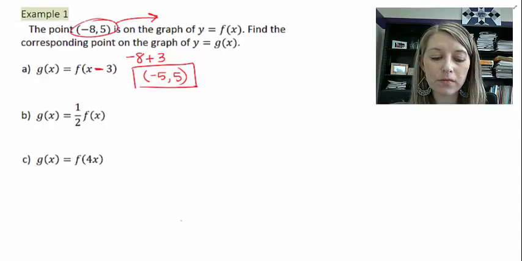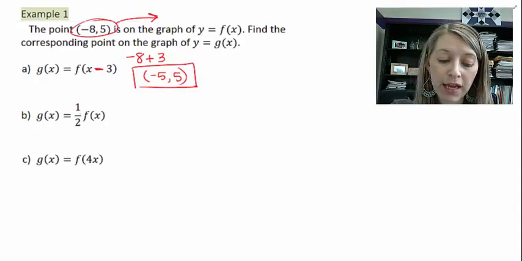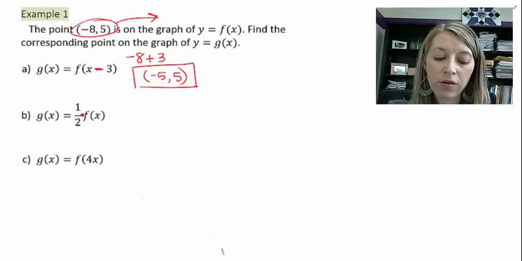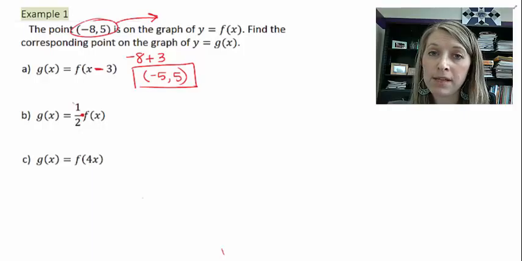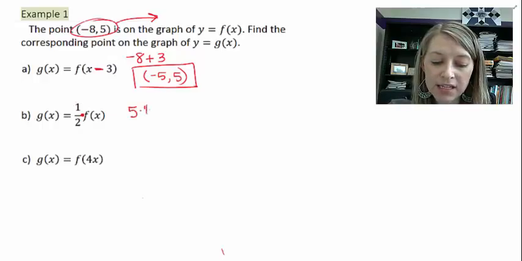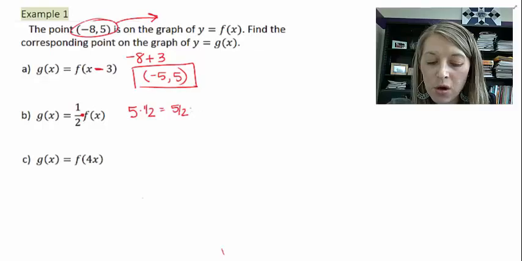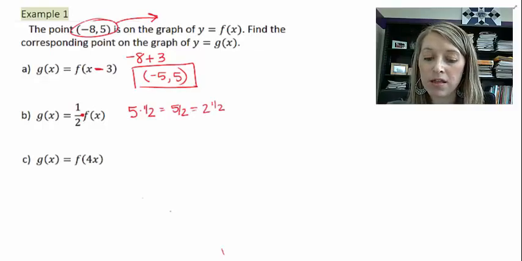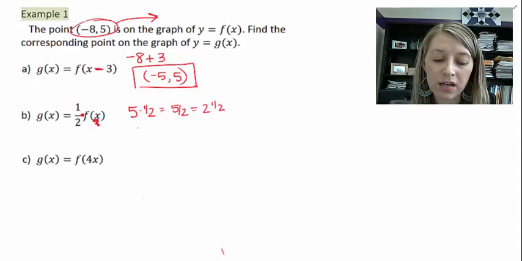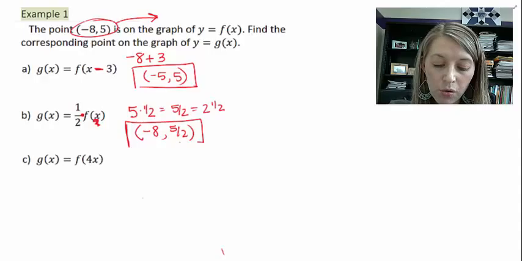In part B, I have a multiplication of 1/2. Multiplication means stretching or shrinking. It's on the outside, so that's a vertical motion. That means it's going to affect my y values. So I take my y values times 1/2. In this case, my y value is 5. If I take it times 1/2, that gives me 5 halves, or maybe 2 and 1/2 if you need to think about it that way. My x value was not adjusted. Notice I didn't have anything on the inside here. So my final point is the same x value and then my smushed y value.